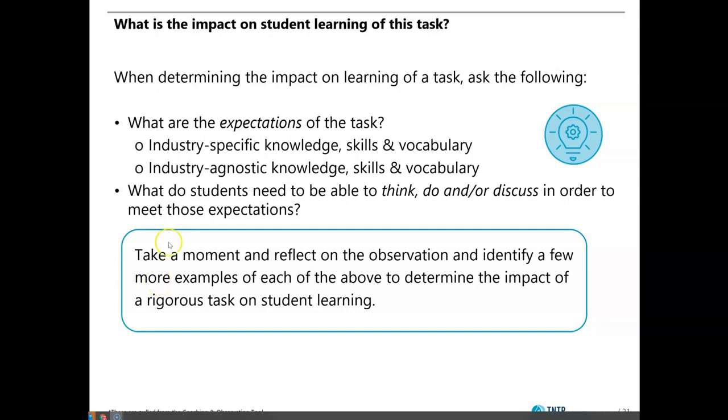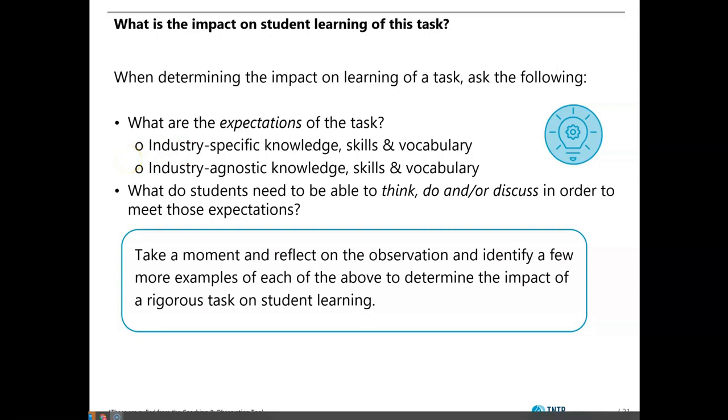And you'll notice here that they are industry specific in terms of the knowledge, skills, and vocabulary, but they are also industry agnostic, meaning that employability skills, critical thinking skills, problem-solving skills, those are not necessarily tied to any particular industry or program of study, but those are universally necessary knowledge, skills, and vocabulary in order to be successful doing the task. So first, it's reflecting and thinking, what are the expectations?